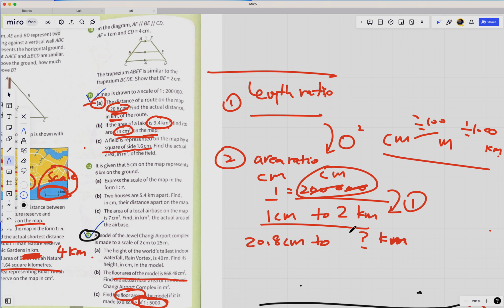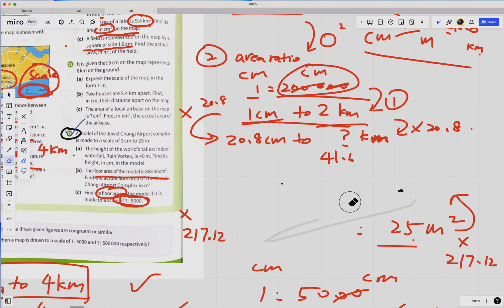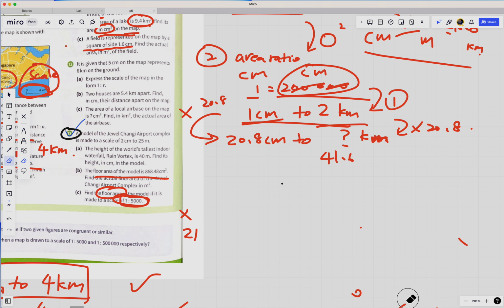So once you get this, 1 cm to 2 kilometer, it's very clear cut, right? How do you get this from this? 41.6 km. So it's times 20.8. So this side also must times 20.8, 20 times 2, 0.8 times 2, 41.6. Yes. That's how you get 41.6. I don't want you to get it any other way, except you do it this way. So this is the length ratio.